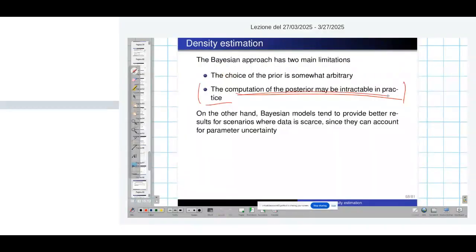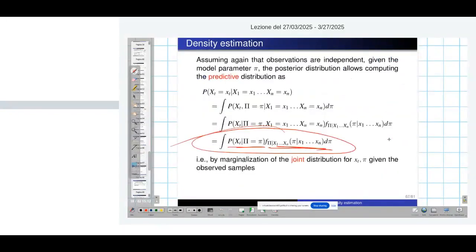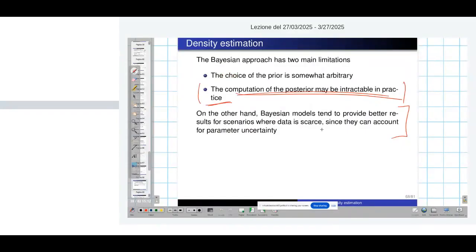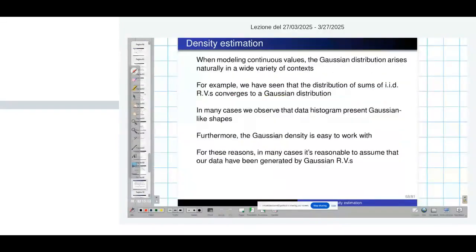be intractable in practice. However, if we are able to build Bayesian models, when we have few observations, these models will typically behave better than the maximum likelihood solution, or other frequentist approaches in general, because they account for the fact that we are not sure which is the correct value that we should use for the parameters of the model. Okay, questions?